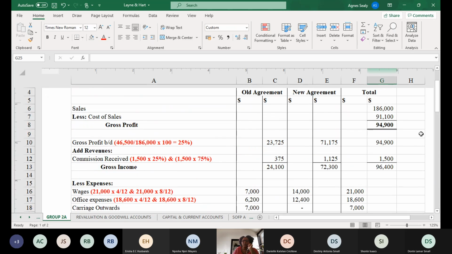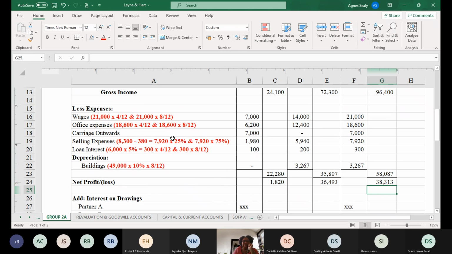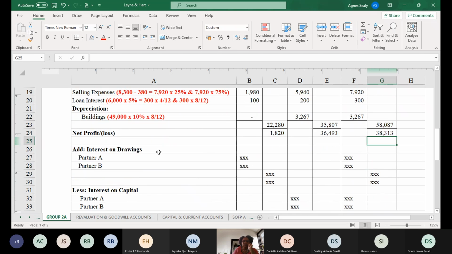down to our gross profit. We would have shared our gross profit, how we earn the sales, and we would have also shared the revenue, how the gross profit was shared. We went through our expenses, and one of our expenses was related to sales, so that had to be shared in the manner the profit was also shared. So we came up with a net profit under the old agreement of $1,820 and $36,493 under the new agreement, for a total net profit of $38,313. So now we have to look at our drawings.